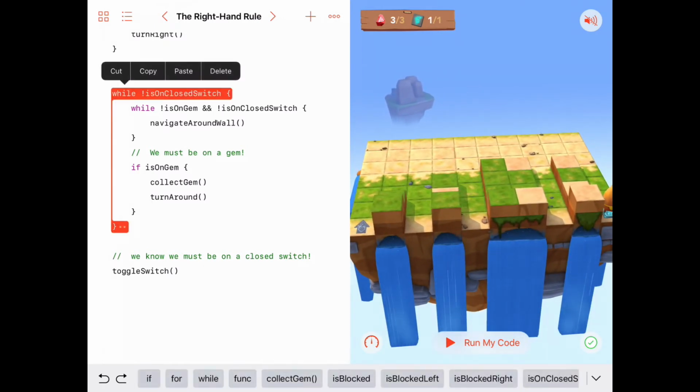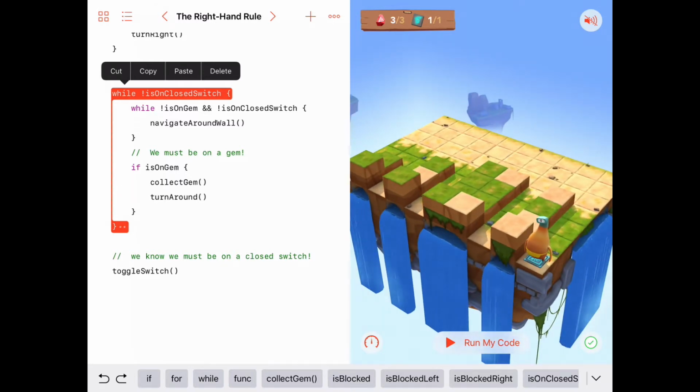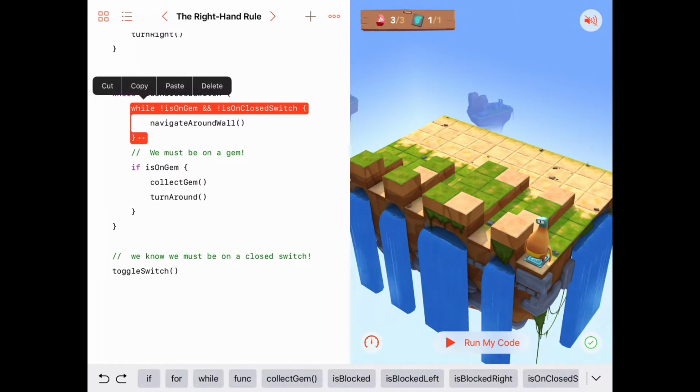This is always going to be the way we need to work here. We're always going to say, as long as we're not on a closed switch, we want to do something because the closed switch is indicating when we're done. So we know we want to stop doing this set of commands when we are on a closed switch. So that's going to stay the same. Now, what could be different in here is getting rid of this.